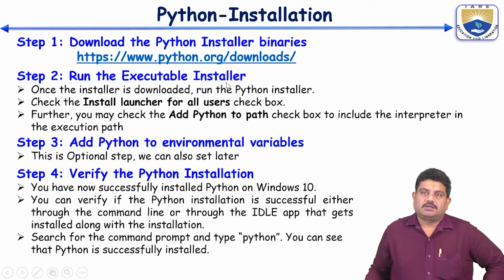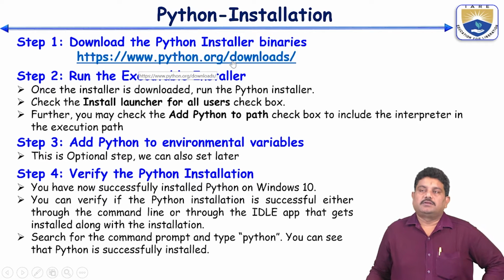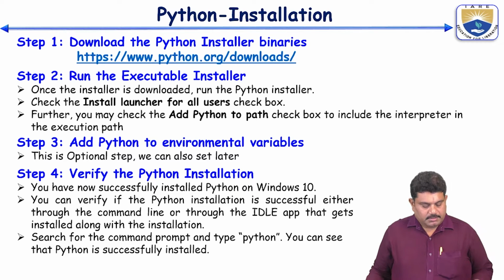For installing Python, we already discussed this. Python is open source, so it is available freely over the internet. python.org is the official website where we can download Python. Now we will see how to download Python over the internet and then how to install Python.